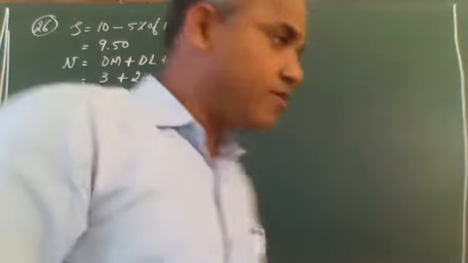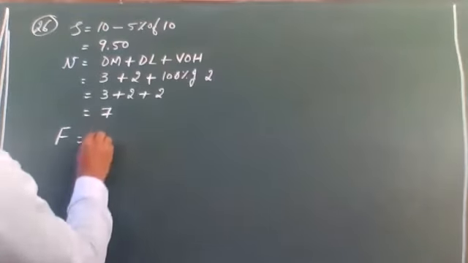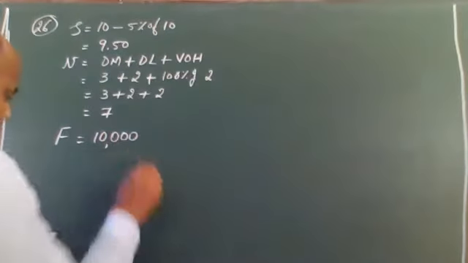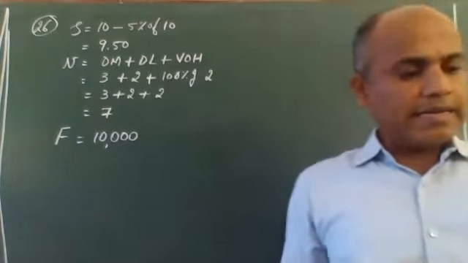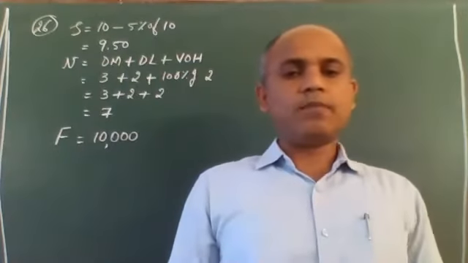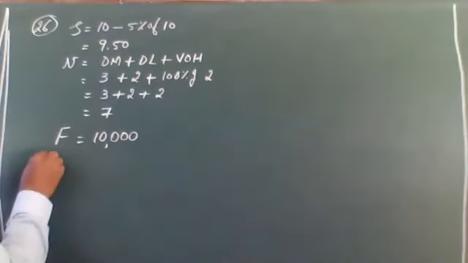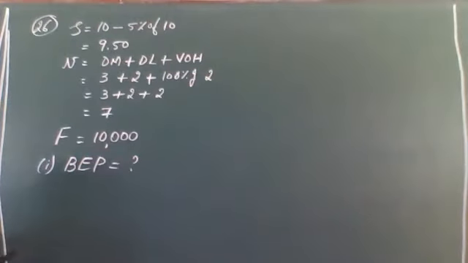So 7 rupees per unit is the variable cost per unit. Then he has given fixed overheads, fixed cost in total of 10,000 rupees. If the sales are 10% and 15% above the break-even volume, determine the net profit. So the first question he is asking is what is the break-even point.